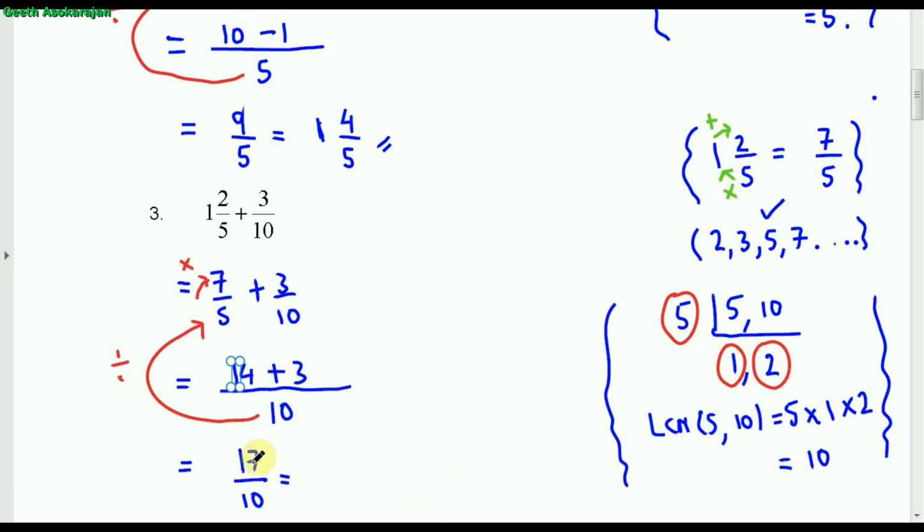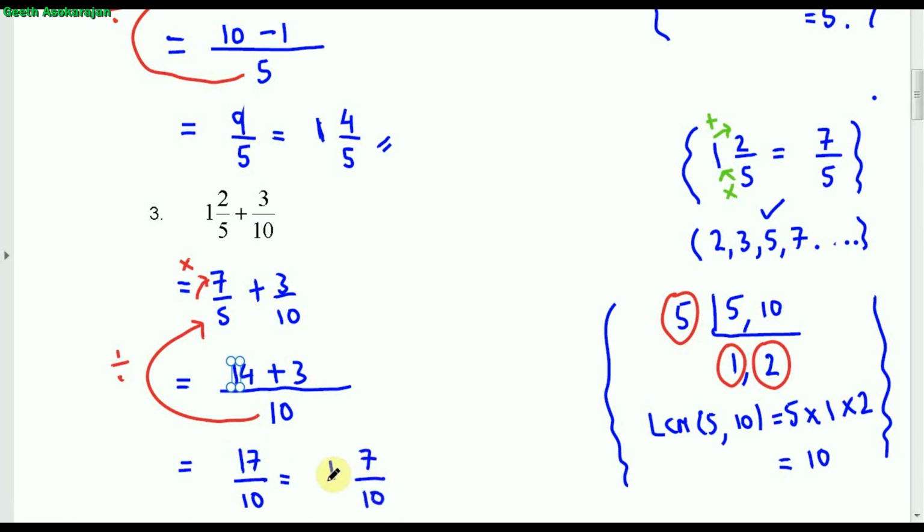And let's not stop there. Let's convert this improper fraction to a mixed number. So remember the idea, put that over 10 here. And 10 goes into 17 once. So 10 times 1 is 10. And the difference between the 10 and the 17 is 7.